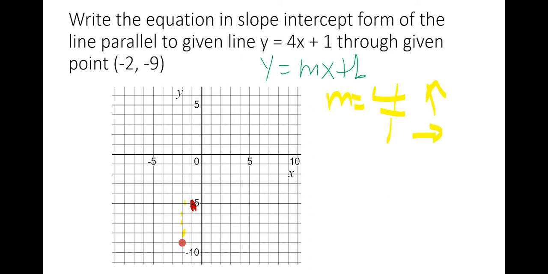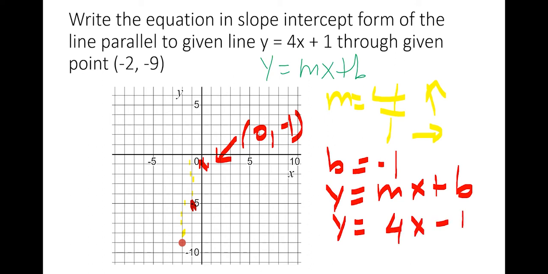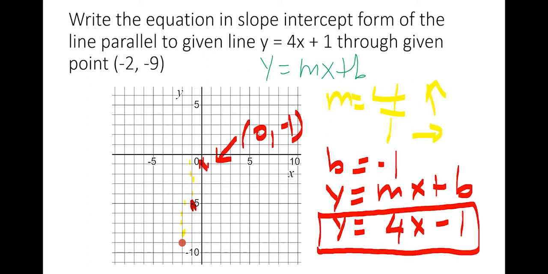Then we do one more time till we cross the y-axis. So let's go up 4. 1, 2, 3, 4 and right 1. So another point is right here. It's crossing the y-axis at 0, -1. So our b is -1. Now we plug everything in the formula, mx plus b. We have our m and we have our b. 4x minus 1. This is the same as the previous slide. We have the same equation using the graph.